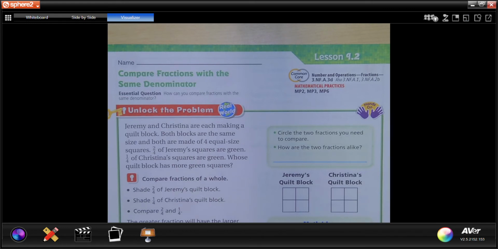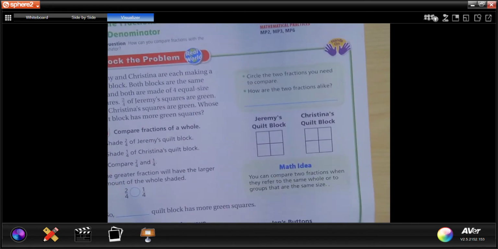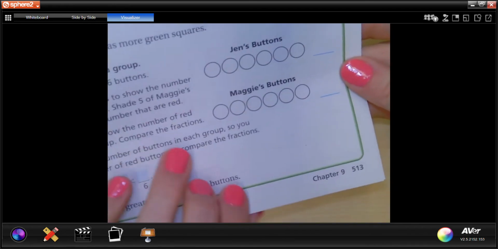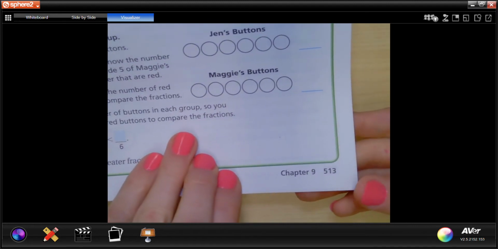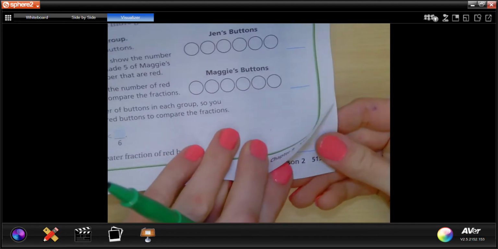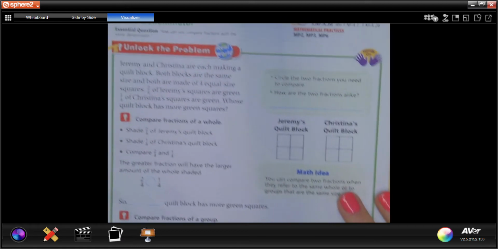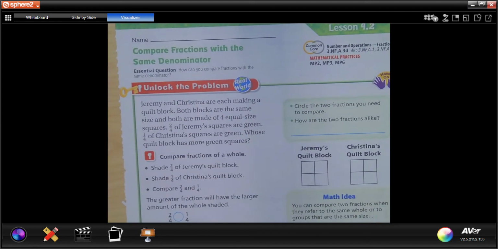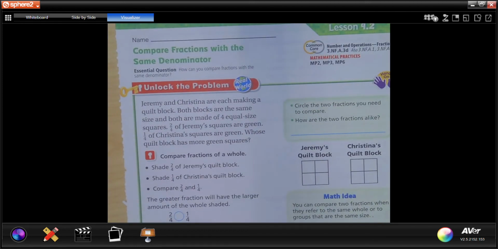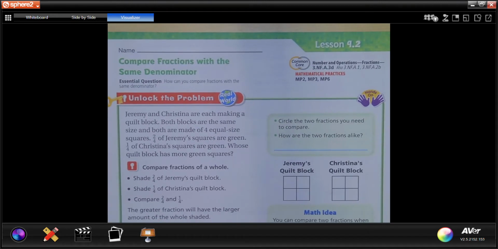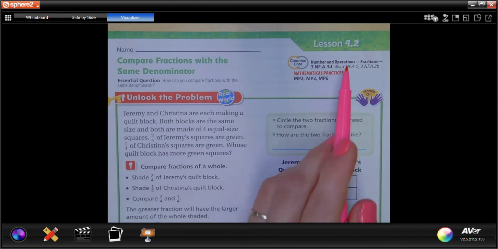Hello everyone. Today for your math lesson you will need to tear out pages 513 and 515. You will also need green and red, either pens, markers, or crayons. So go ahead and get those now. Today's lesson is lesson 9.2.